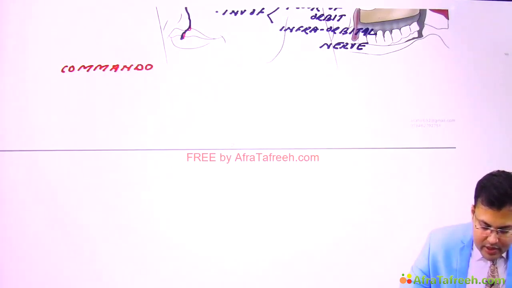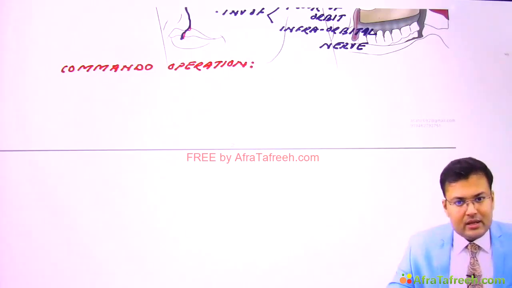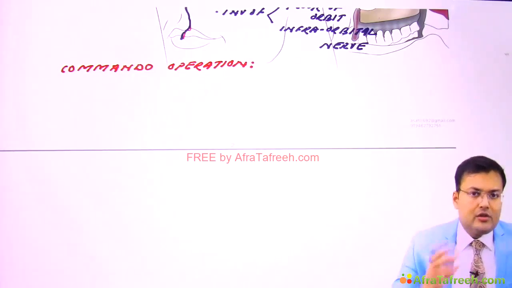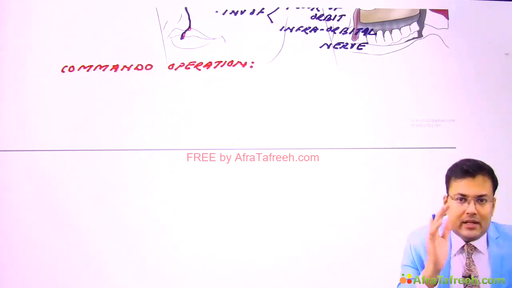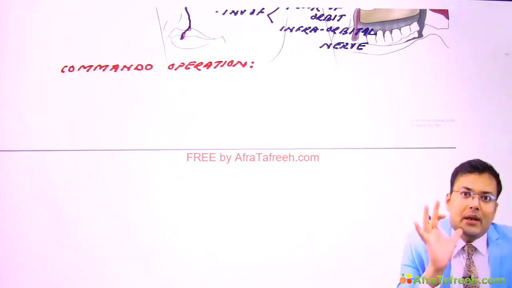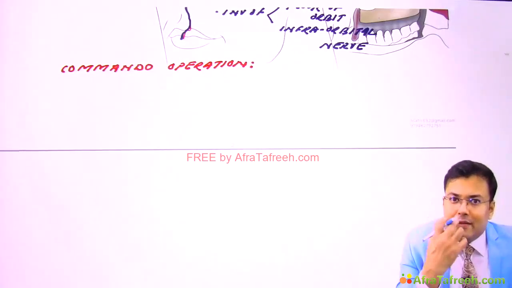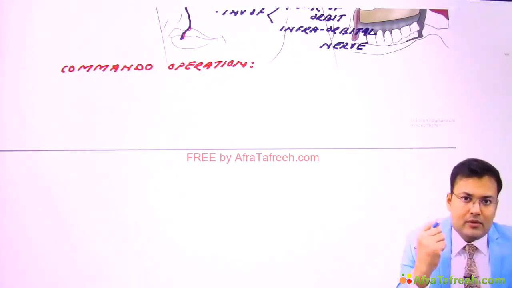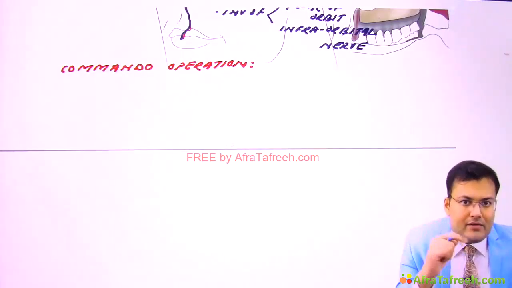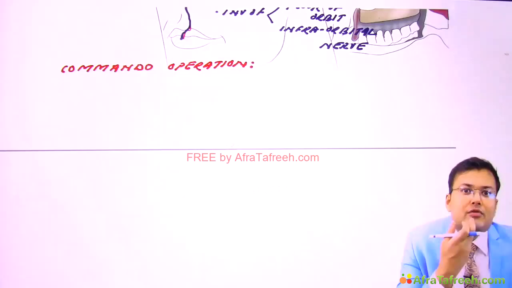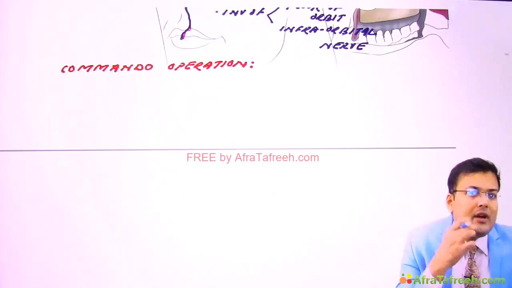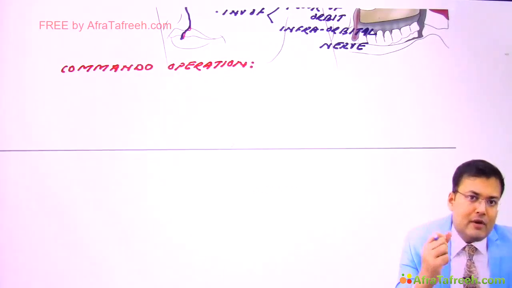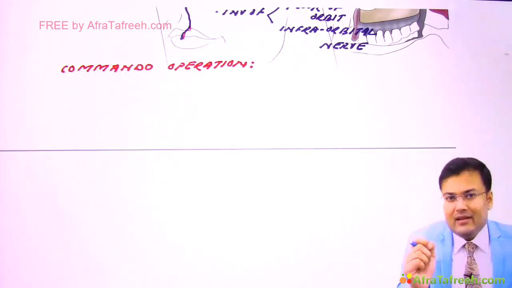This is commando operation. Now see, for which malignancy this commando operation is done. It is for oral cavity malignancies in which there is involvement of mandible or malignancies infiltrating the floor of mouth. That's why in this case, apart from removal of primary malignancy, we go for hemimandibulectomy, we go for removal of floor of mouth, and we go for radical neck dissection.